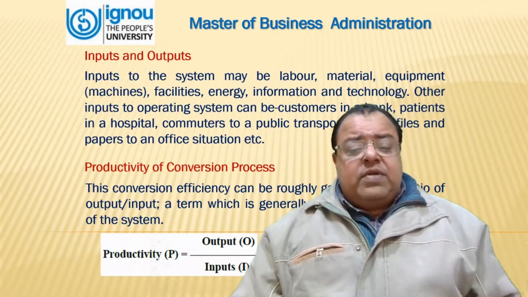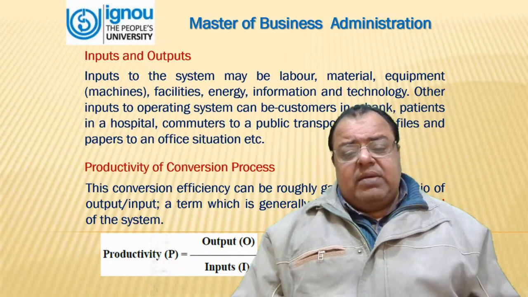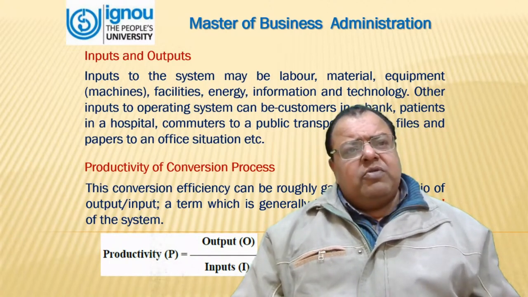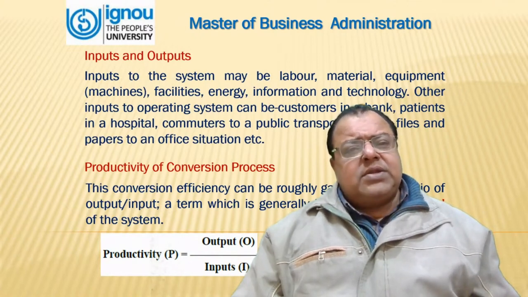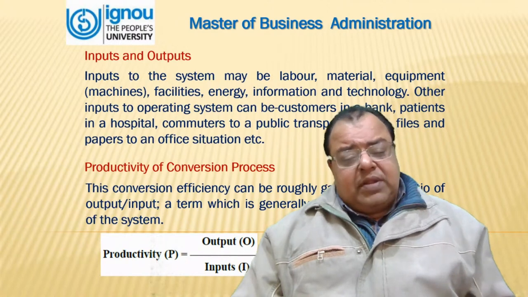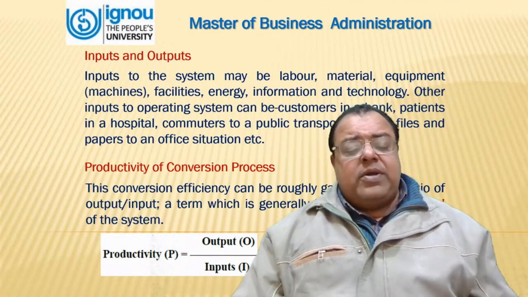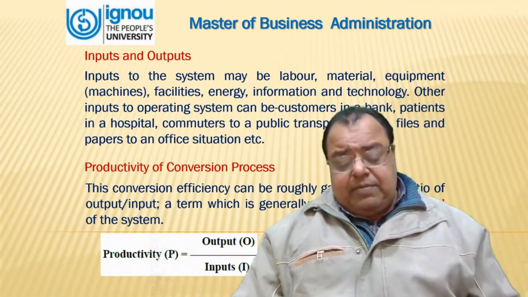Productivity of conversion process. This conversion efficiency can be roughly gauged by the ratio of output to input, a term which is generally known as productivity of the system. So hence productivity is output upon input, or we can say output divided by input.